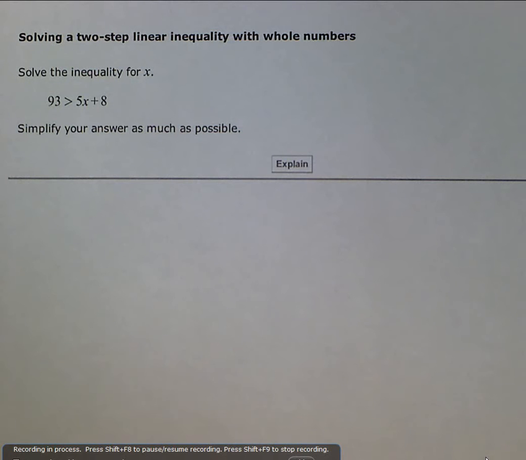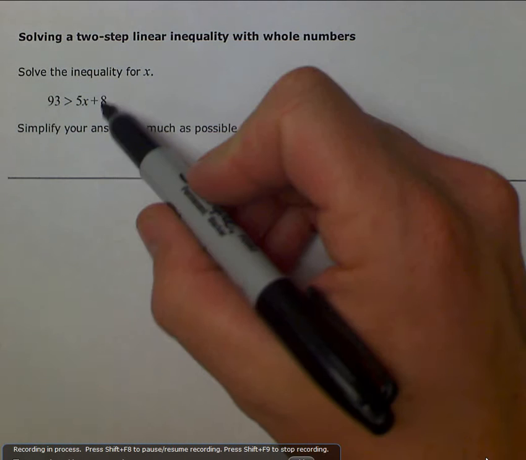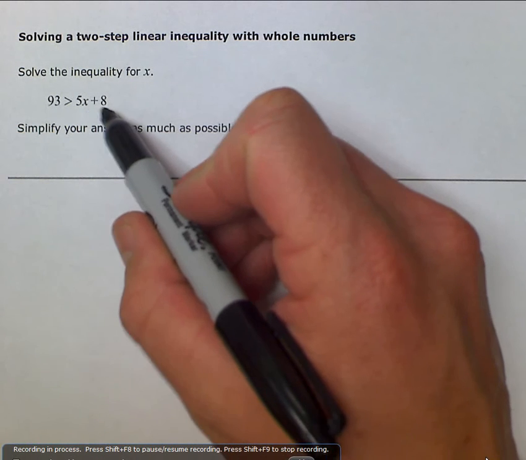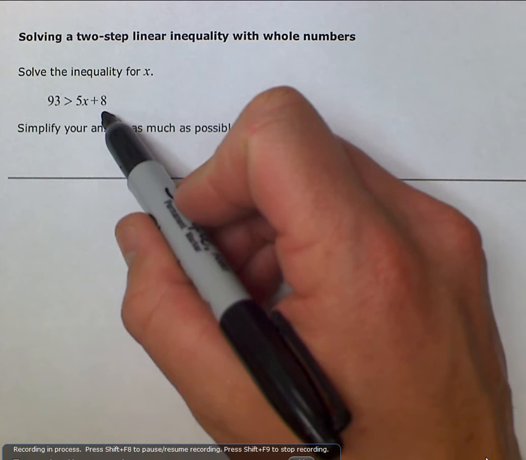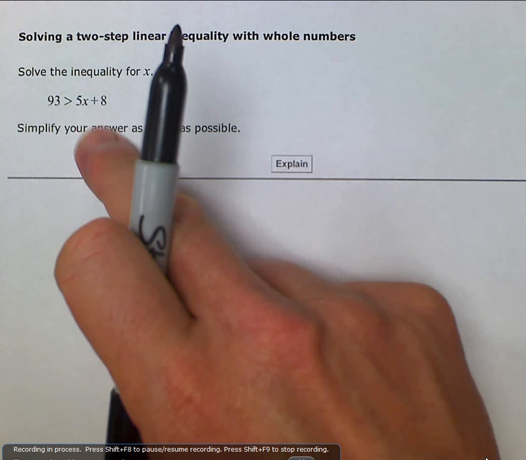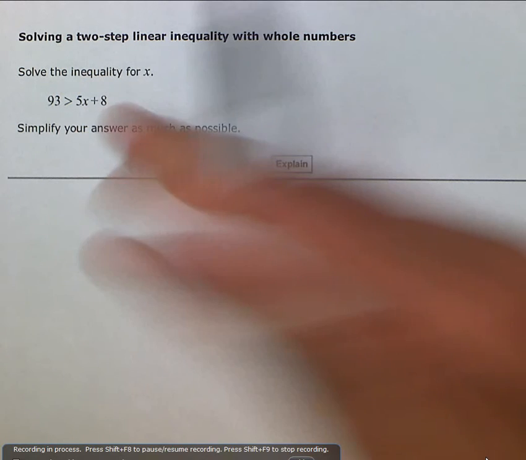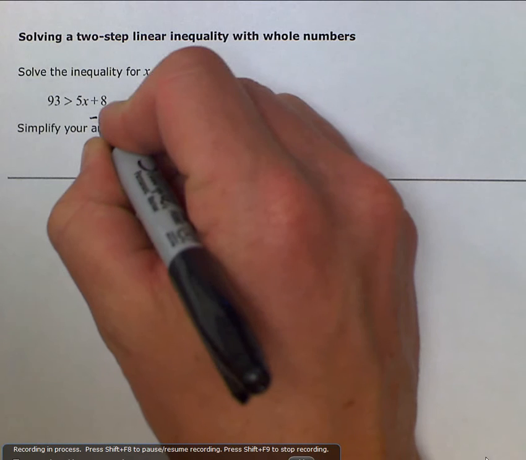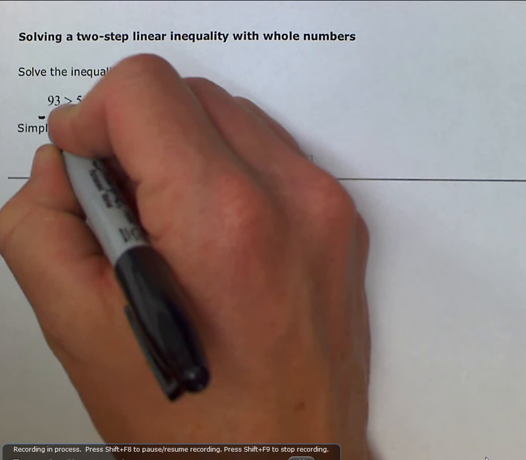And what I mean by that is, in order to rearrange things, if I have a positive 8 on this side, well, if I wanted to rearrange this, I would subtract 8. If I subtract 8 from this side, it cancels it. But what I do to one side of my inequality, I have to do to the other side as well. So I would subtract 8 from this side, and I would also subtract 8 from this side as well.